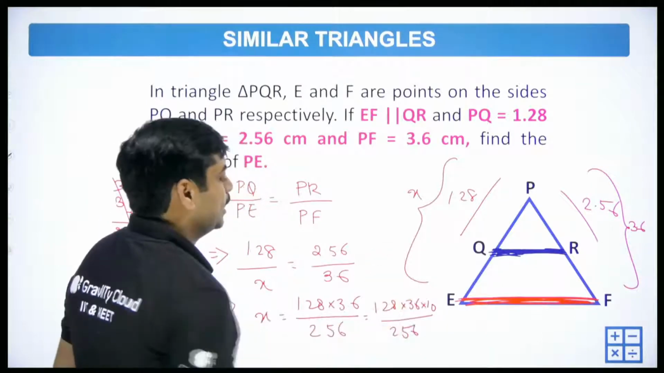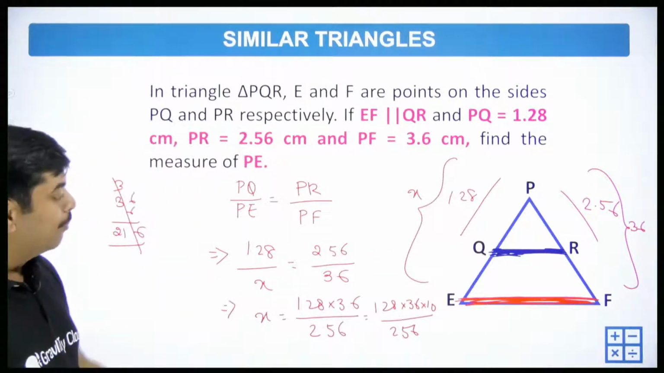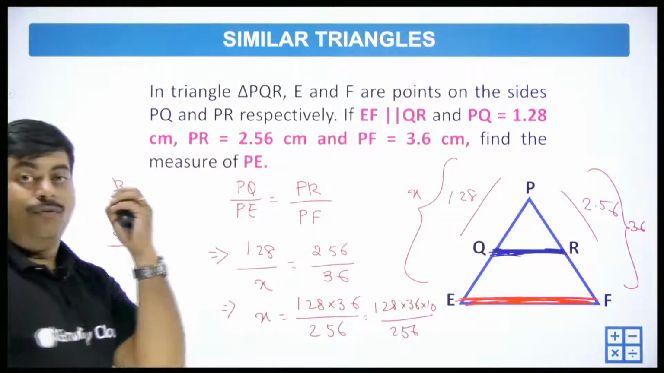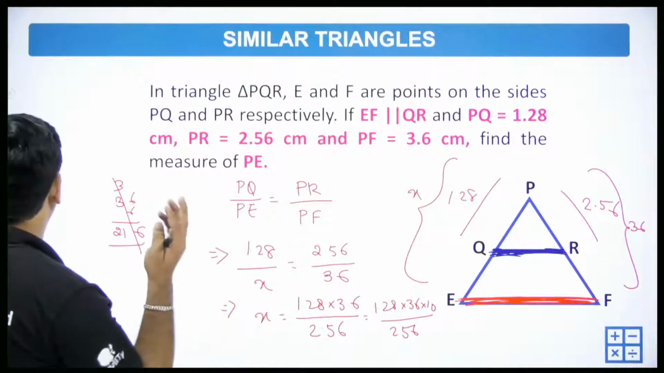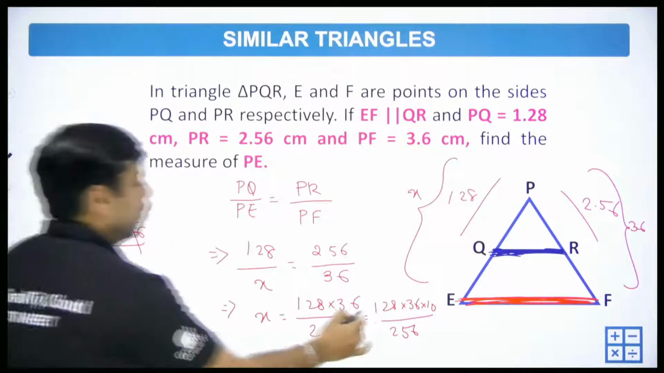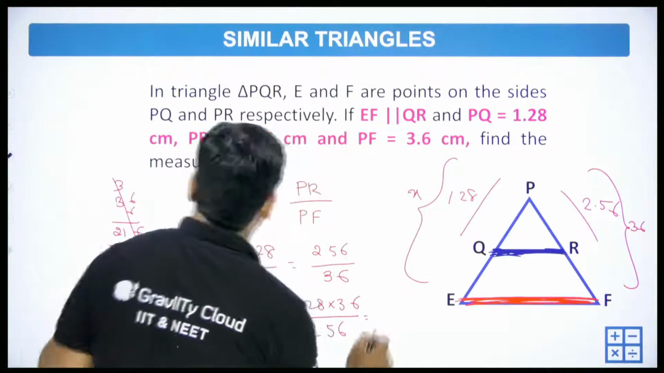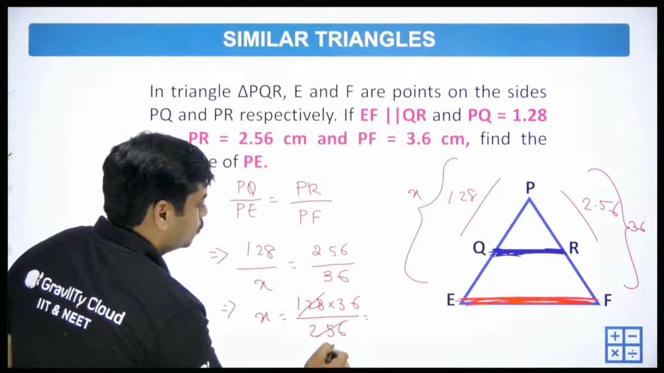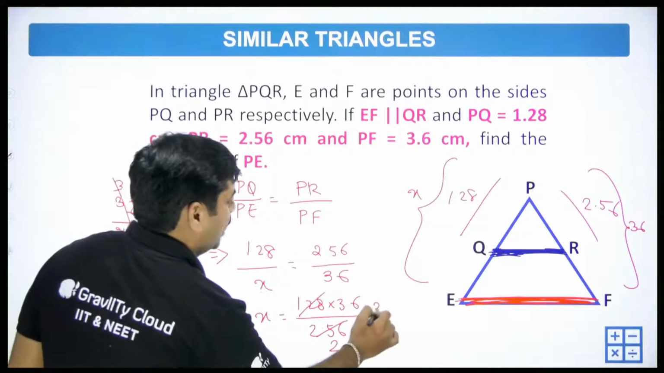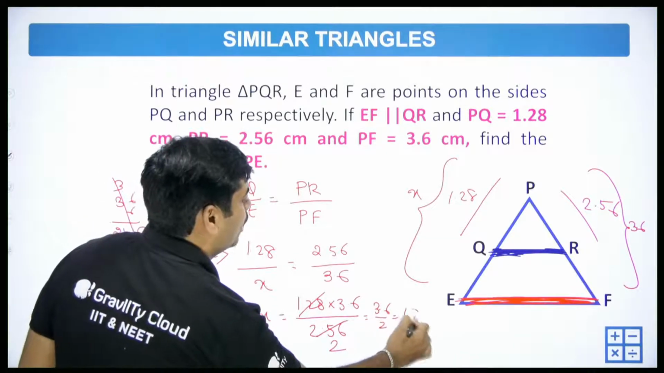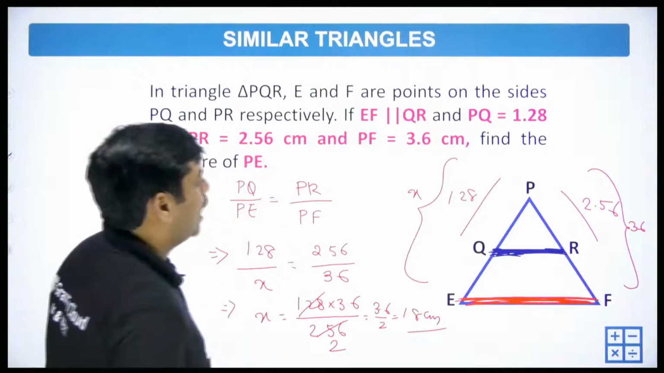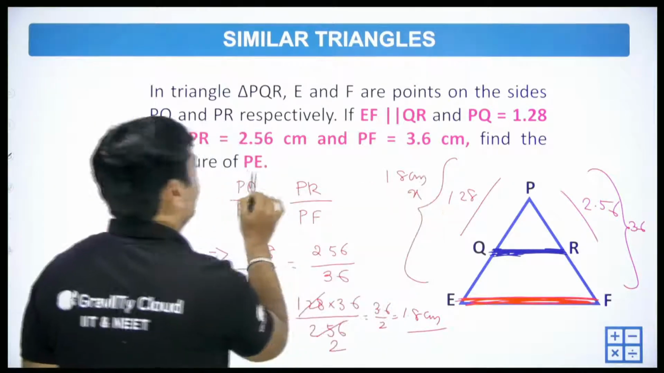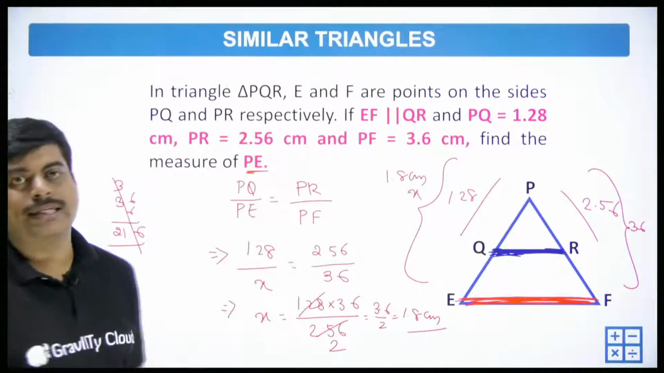Whatever it is, just try to solve that and you'll get the answer, okay? So 1.28 into 36 into 10 by 256, if you want to just calculate, it's very simple. 1.28 into 2 times 256, that is more easy to solve. So 3.6 by 2 we are left with, which is 1.8 centimeters, okay? So the value of x, the total length, is 1.8 centimeters. Find PE. PE is 1.8 centimeters, right?